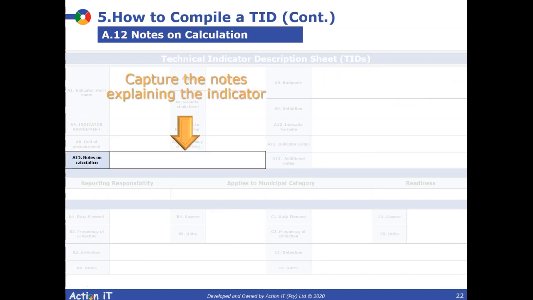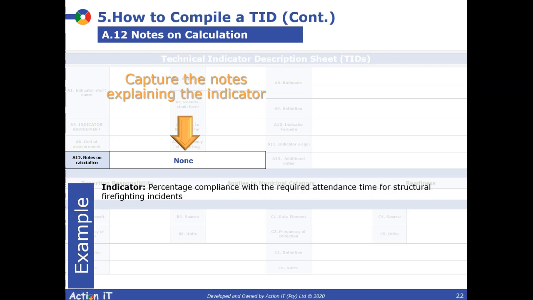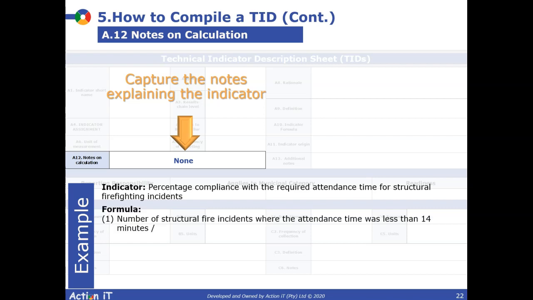In A12, Notes on Calculation, capture any additional notes that may assist with explaining the calculation to be performed when reporting. In our example, there are no additional notes, and none will be captured. Examples of notes for other indicators would be as follows. If the indicator is percentage compliance with the required attendance time for structural firefighting incidents, the formula would be the number of structural fire incidents where the attendance time was less than 14 minutes, divided by the total number of calls for structural fire incidents received multiplied by 100.